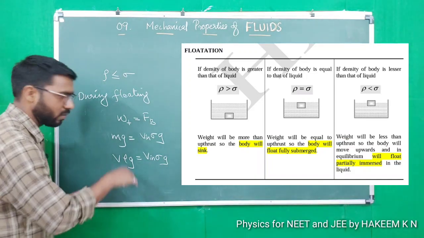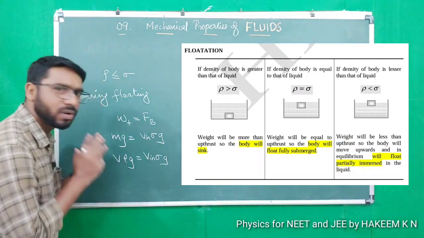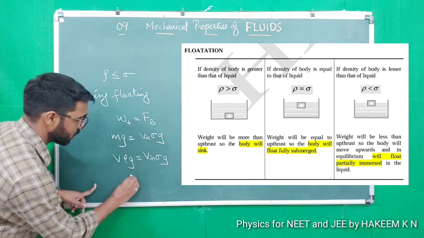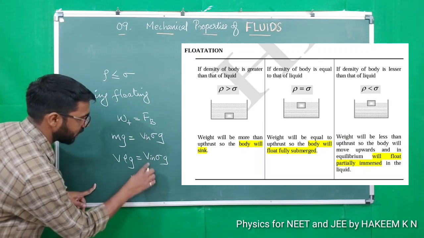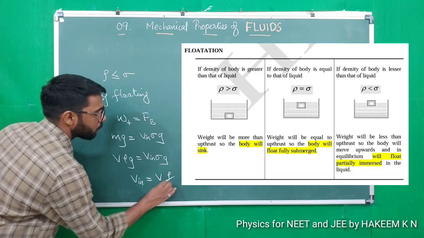From here we can find the immersed part of the body. What is the volume of the immersed part? That can be found using V inside equal to what? g will be cancelled, so V inside equals V into rho by sigma.